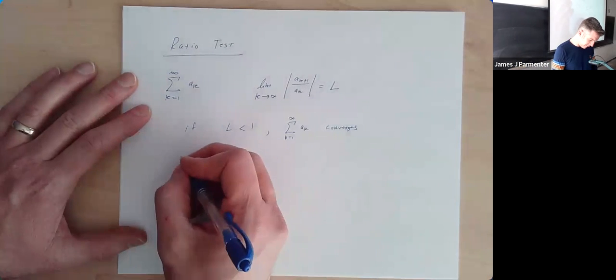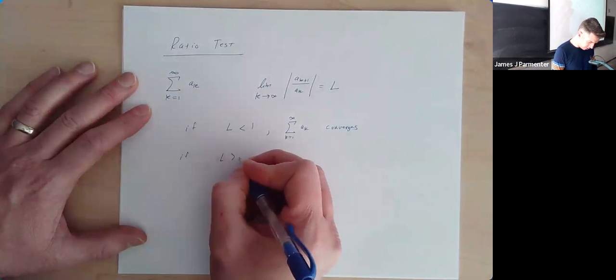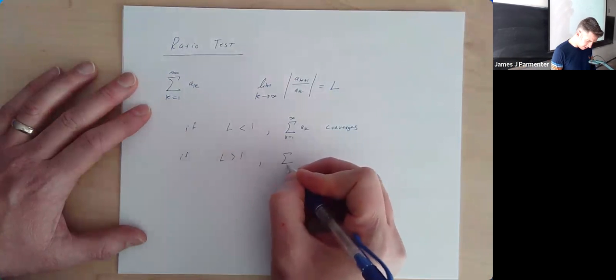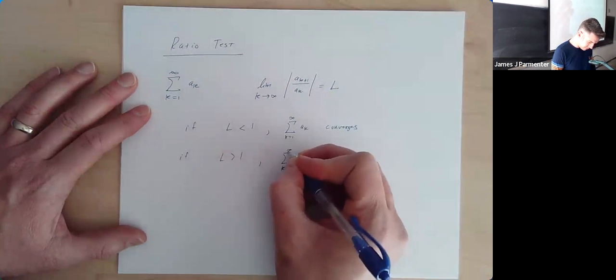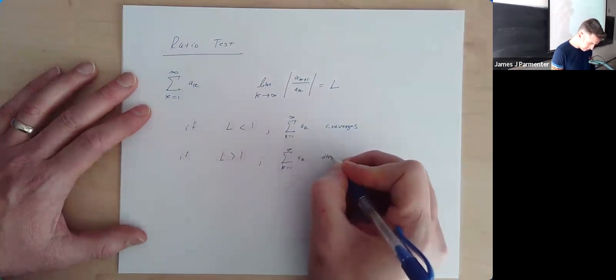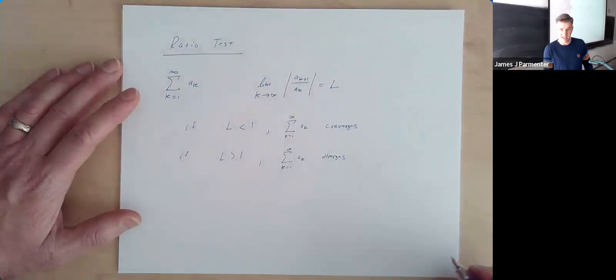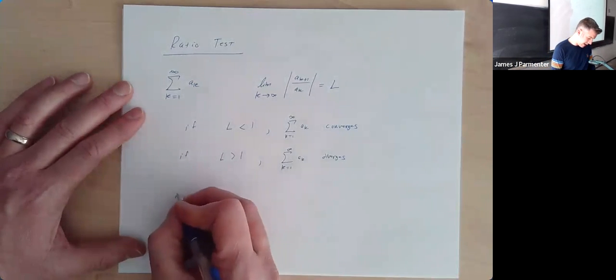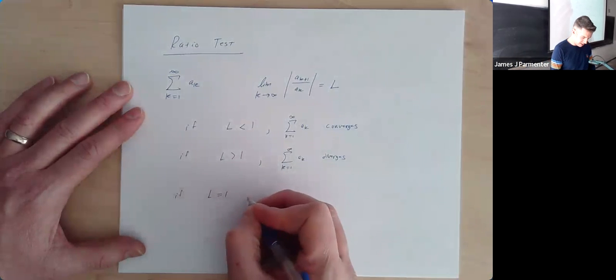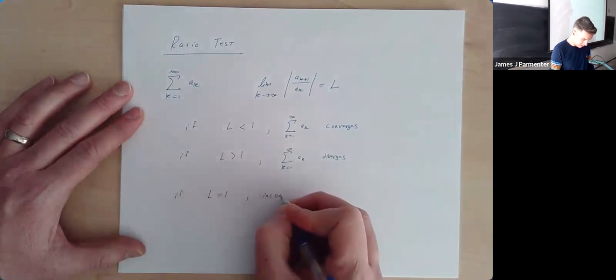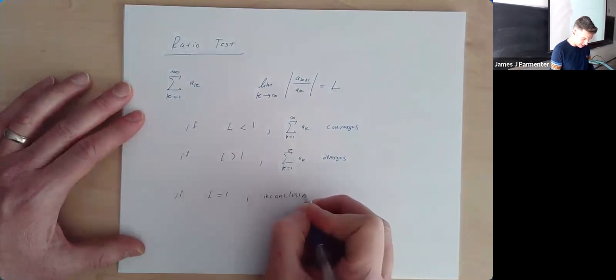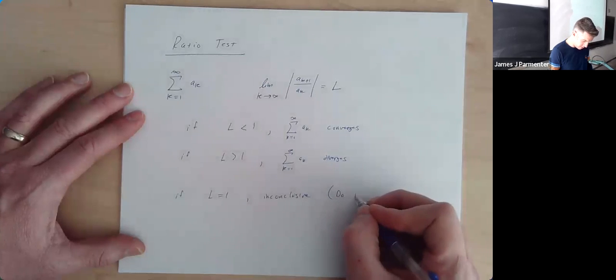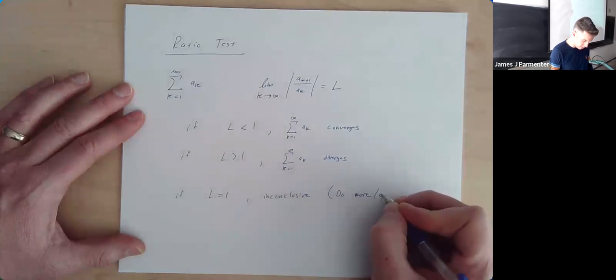And then if your limit is larger than 1, then the series diverges, because the terms are getting bigger. And sadly, if the limit is equal to 1, then the test is inconclusive. All that means, kind of like the nth term test when you get 0, is that we have to do more other work.